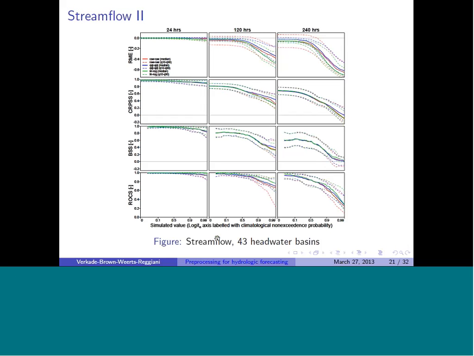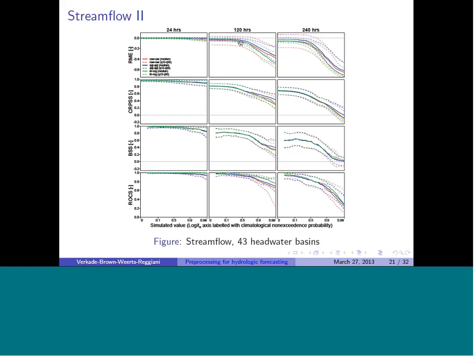So these are results for the 43 headwater basins, the smallest spatial scale that we look at, and I'm just going to draw your attention to the 120 hours, for the simple fact that even for the smaller basins, it's very difficult to see a difference in forecast quality. And again, this is because even though they're the smallest basins that we looked at, they're still reasonably sized in scale. If we look at the 120 hours, that's the 5-day ahead forecast, then for the low values of P, there's almost no difference in streamflow quality.